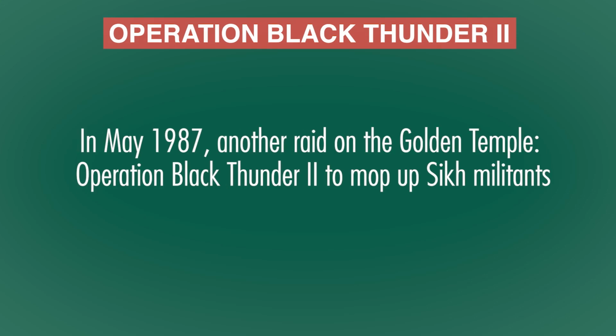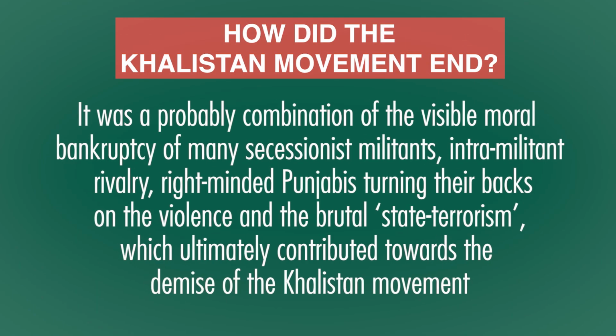Another attack and raid was planned, Operation Black Thunder II, in 1987, to mop up Sikh militants and nip the Khalistan movement in the bud. Now, how did the movement end? It was a probable combination of the visible moral bankruptcy of many of the secessionist militants who lost that urge, intra-militant rivalry, right-minded Punjabis turning their backs on the violence, and brutal state terrorism, which ultimately contributed to the demise of the Khalistan movement.